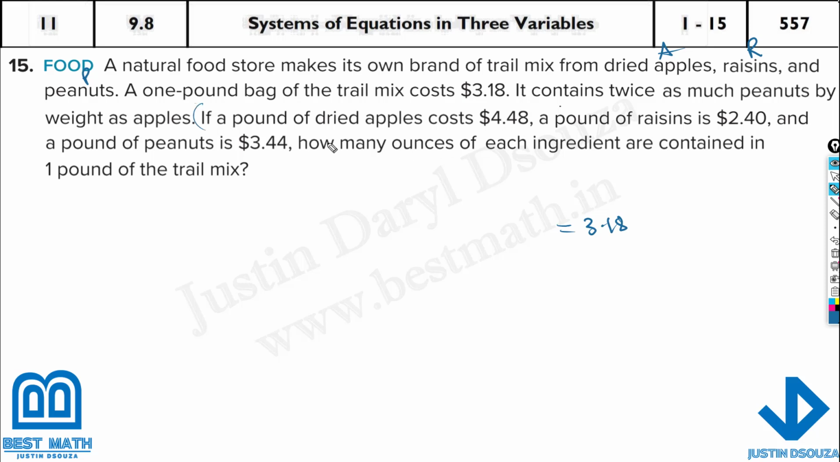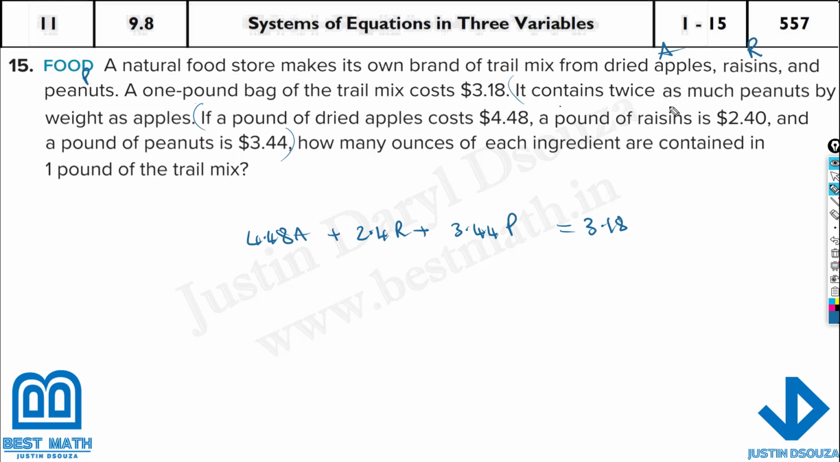Let's just jump over here first and then I'll go to the other problem. If pound of dried apples cost 4.48 is what? Apples plus 2.4 for raisins plus 3.44 for peanuts. That must be equal to 3.18. Then what else? How many ounces of each ingredient? Okay, but before that, we have missed something.